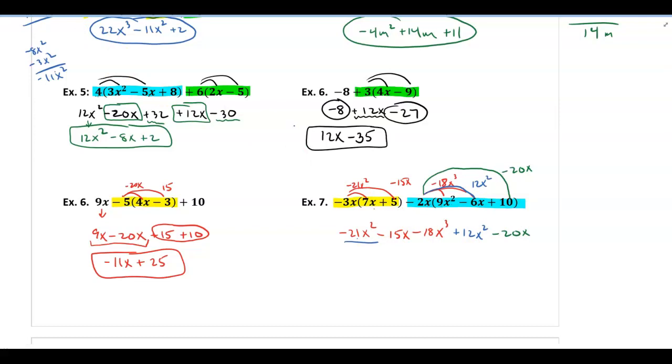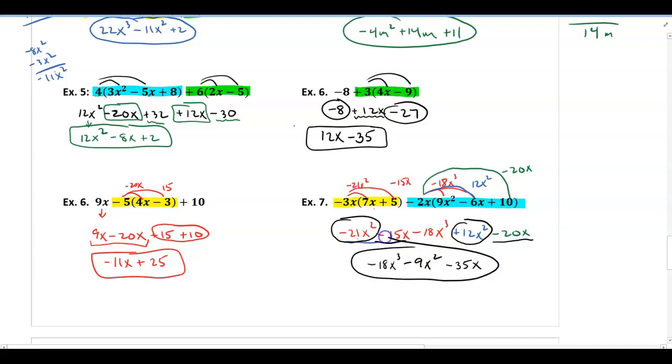So now, negative 18x to the third is by itself, so I bring it down. Negative 21x squared plus 12x squared, if I go to my calculator, it would give me negative 9x squared. Then, negative 15x minus 20x, if I use it in the calculator, negative 35x. And I am done. Okay?